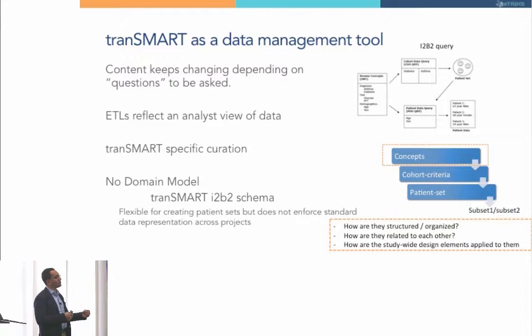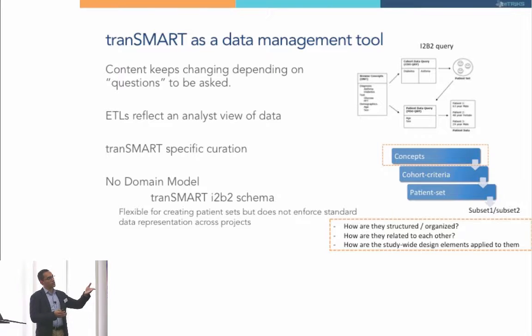In that way, because the domain model underlying the exploratory mechanism of tranSMART widely adopts the i2b2 schema, which basically follows those concepts, you create from these concepts a cohort criteria, you get a patient set, and then you start building your subsets and your cohorts, and you start building your analyses accordingly. So this was really flexible for creating these patient sets to start doing hypothesis testing.